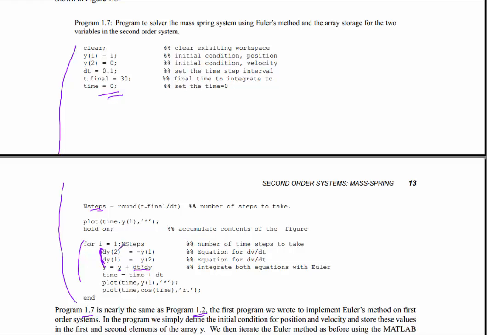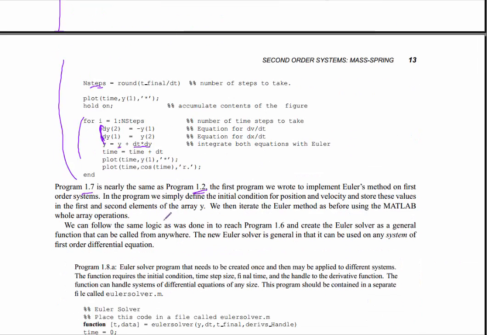The only difference is that he's doing, instead of one equation, he's doing two. He really could have done this in a single equation. I'm not sure why he didn't. You could write this as a single vector equation. I guess he's trying to point out the analogy with 1.2. So this is really an inefficient method of doing this. You don't really have to write out this program because there will be better programs later on.